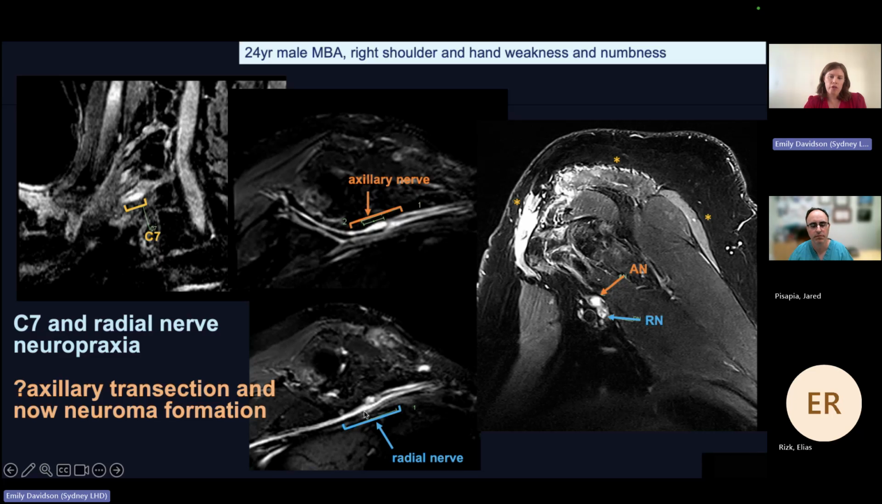Whereas the radial nerve was just slightly thickened and bright, as was the C7 nerve root. So we thought that they had a neuropraxia. And when we look at the cross-section on that axillary nerve, we just don't have that dotty appearance that we see, say, with this radial nerve. We've lost that. So again, that supports that concept of potentially a neuroma.